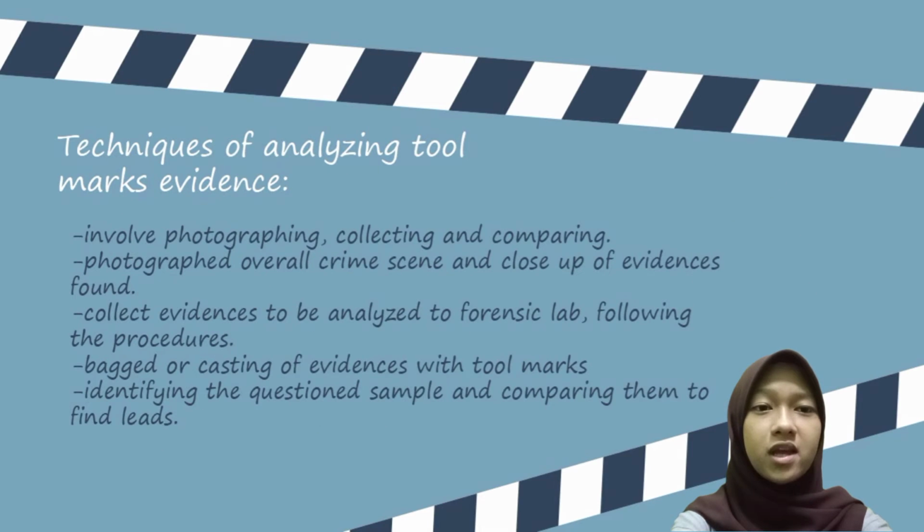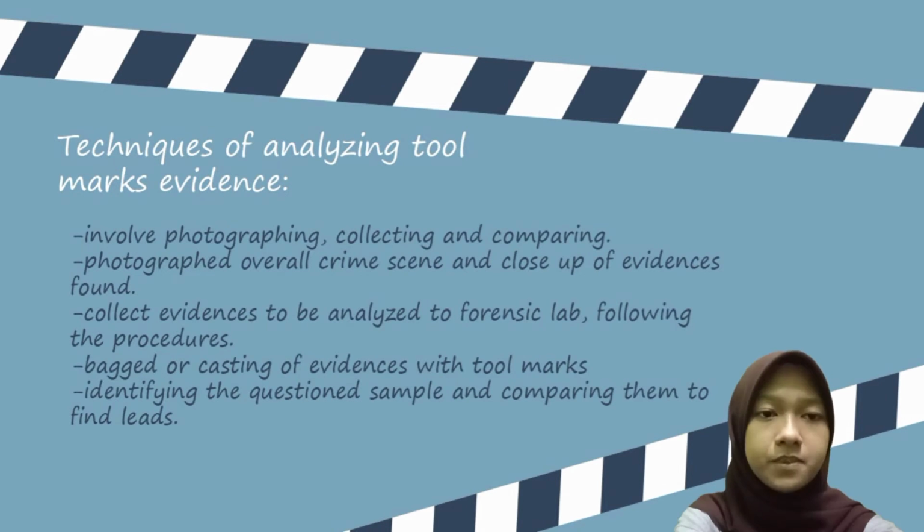Analyzing tool mark evidence involves photographing, collecting and comparing in general. First, take a picture of the overall crime scene and close-up pictures of any evidence for record. Evidence is then collected for examination. It is bagged, or sometimes cast if it is immovable, and sent to the lab. The questioned sample submitted will be observed for any characteristics to identify the tool marks and compare them with evidence found at the suspect to find a match.